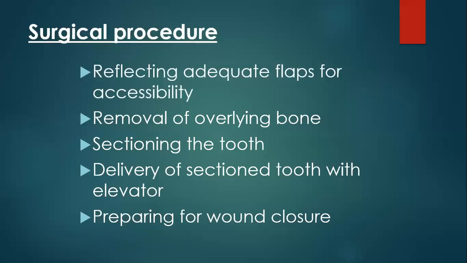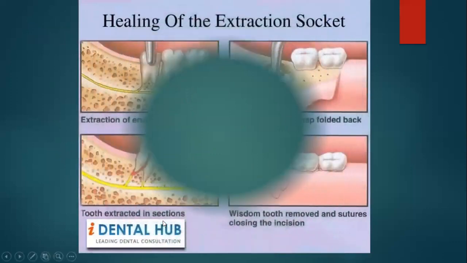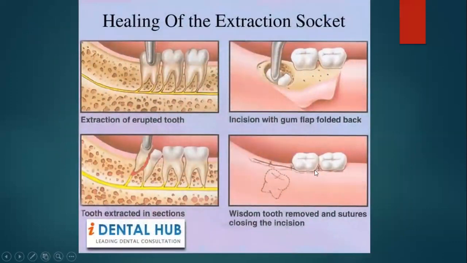So what are you doing in the first step? You are raising the flap and making the accessibility great. Then what are you doing? Then you're removing the overlying bone with the help of the burr. Then you're sectioning the tooth. Then delivery of the sectioned tooth with the elevator, and then you are preparing the wound for the closure as well. Okay, so up till now, I hope you are getting my point.